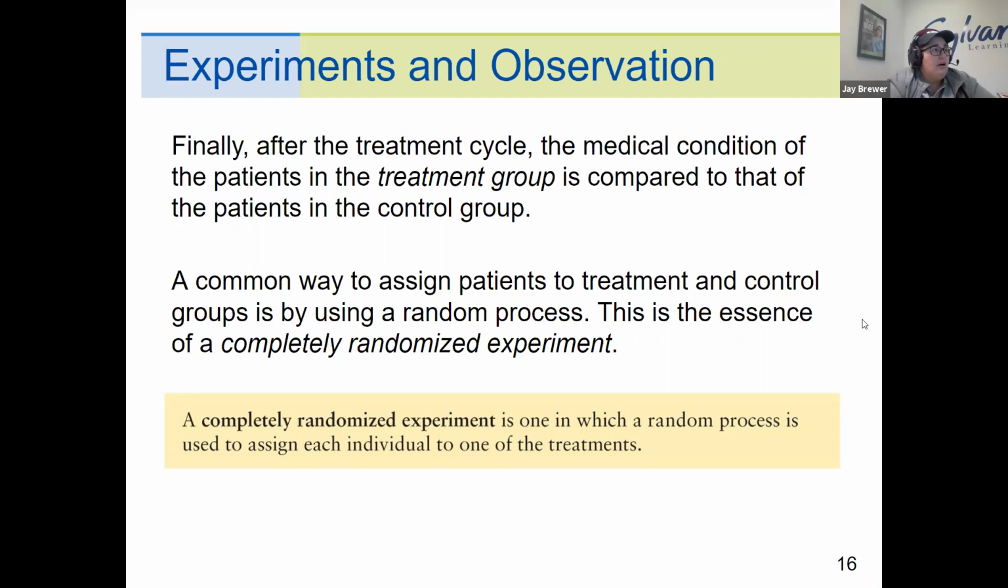Okay. Finally, after the treatment cycle, the medical condition of the patient in the treatment group is compared to that of the patients in the control group. A common way to assign patients to treatment group and control group is by using a random process. This is the essence of a completely randomized experiment. Let me tell you why this is important, and I think at this point you guys will actually watch.